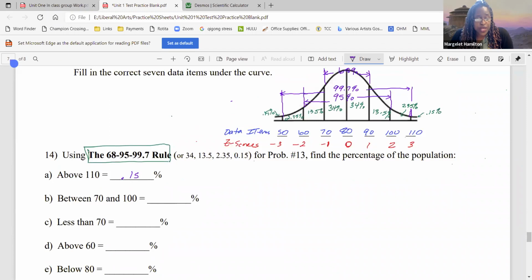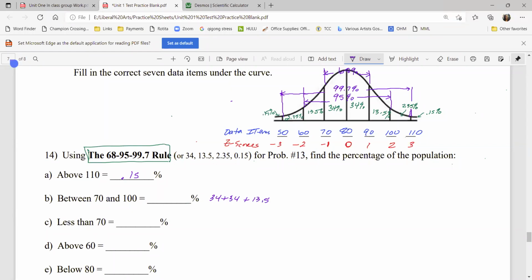All right. So between 70 and 100. So where's 70 and 100? So 70 and 100. You see that area right here? Oh, okay. 70 and 100. What are we adding up? 34 and 13.5. Add it up. What do you get? 47.5.